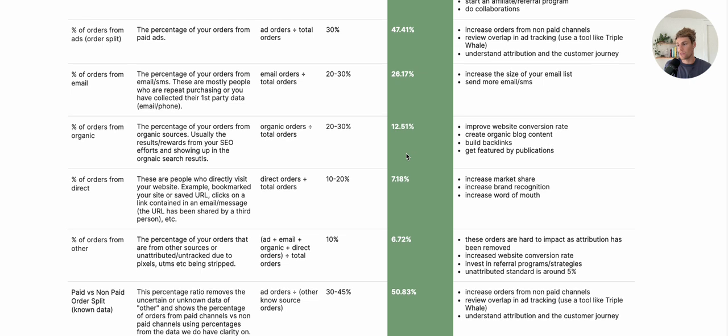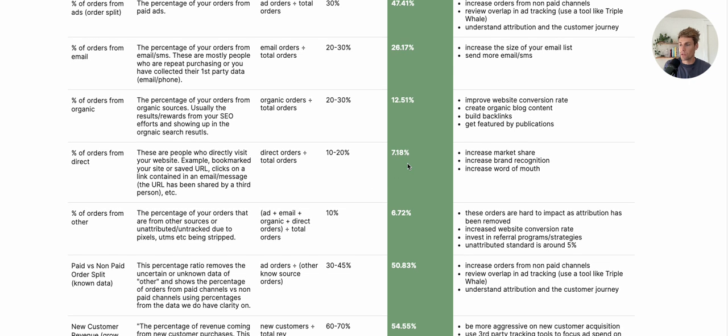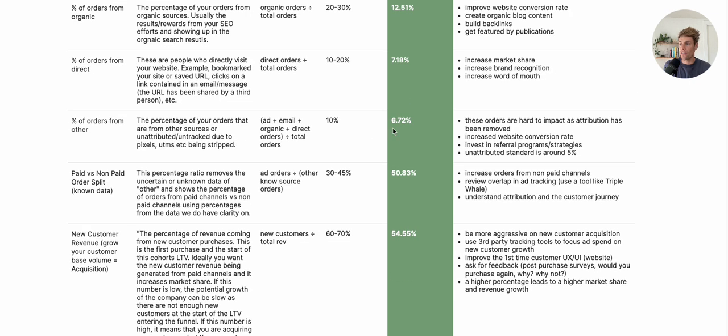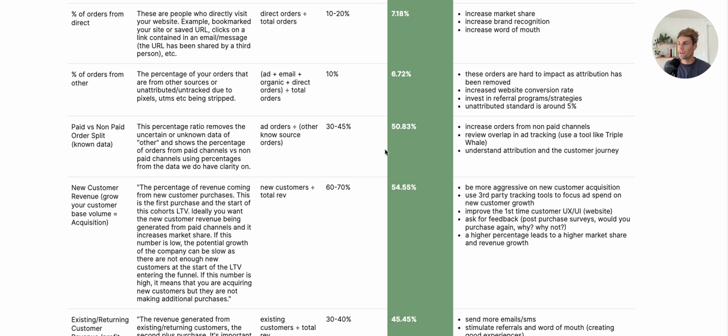Organic is a bit low, it's at 12%. Direct is 7, and then other is about 6. So ideally you want other to be maximum 10%. Otherwise you need to try and improve your tracking, whether that is using UTMs better, whether it's enabling server-side tracking, whatever it may be. But if you have a really high number in the other, it means that you probably need to improve your tracking a little bit.